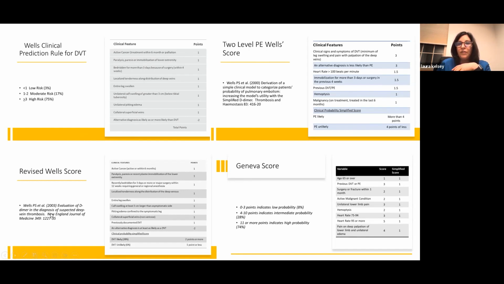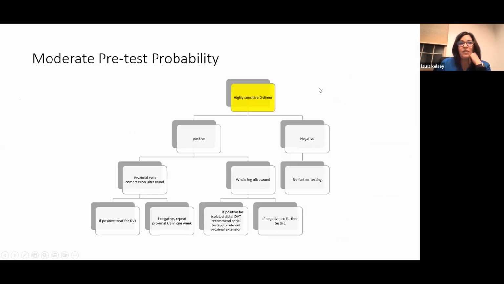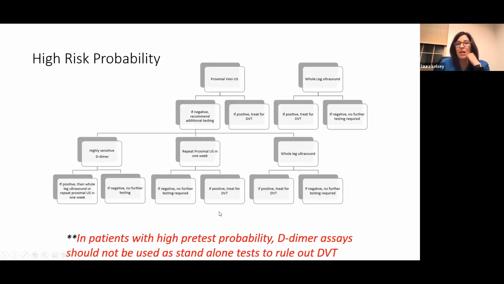Then there was a two-level Wells score, as well as the Geneva score to look at PE. Basically, what this does is look at a clinical scenario and correlate it with a predicted probability of risk of clot. With that, if there was a low test probability, the role of D-dimer is inserted here. And if it's negative, you're done. If it's a moderate test probability and you do the D-dimer, if it's negative, you're done. But if it's a high-risk patient, you don't even need the D-dimer, you just need to do the ultrasound.